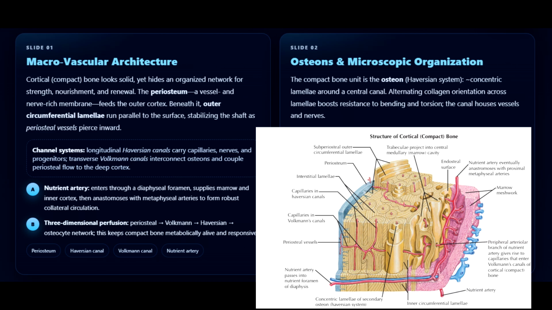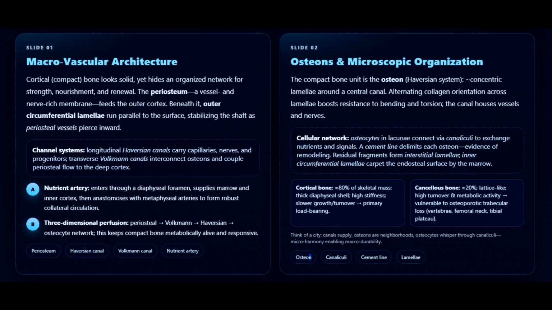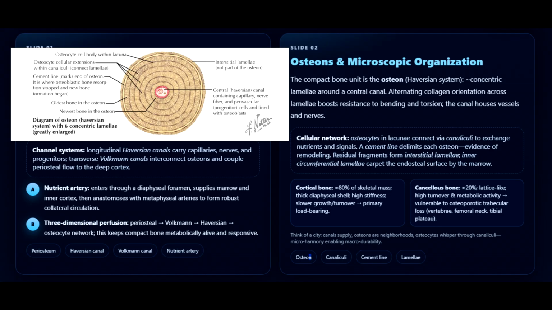Perpendicular to them are the Volkmann's canals, which act like cross streets connecting one Haversian canal to another, and also linking periosteal vessels on the outside to the deeper network within. This three-dimensional vascular system is what keeps bone alive and responsive. In the center of the shaft, the nutrient artery enters through a foramen in the diaphysis, travels inward, and then divides into branches that supply the marrow and the inner cortical layers.